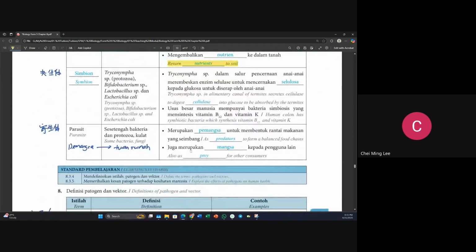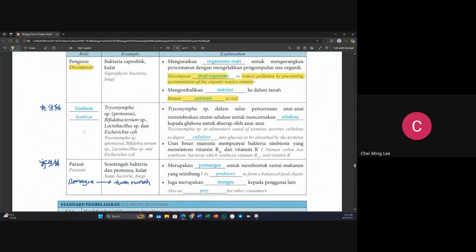Then as a symbiont. Symbiont is like they will live together with a host. Like your protozoa, the Trichonympha species, Bifidobacterium species, Lactobacillus, and also Escherichia coli species.